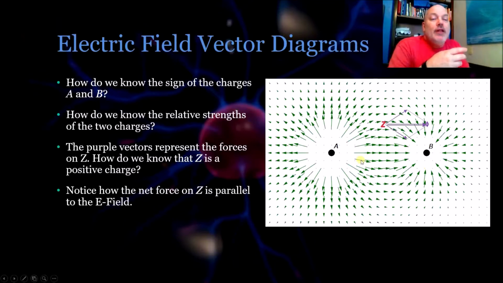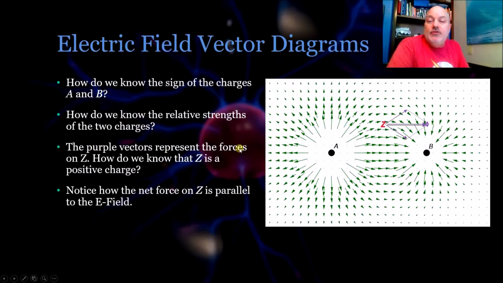How do we know the relative strengths of these two? Now, it looks like A is bigger than B, but that's a little bit of an optical illusion. If we look at point A and count over 1, 2, 3 dots, we get our first arrow. And if we look at B and we count over 1, 2, 3 dots, we get our first arrow, and these two arrows are the same strength. So it looks like A and B are actually the same strength or the same magnitude of charge.